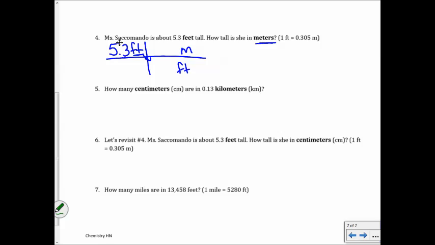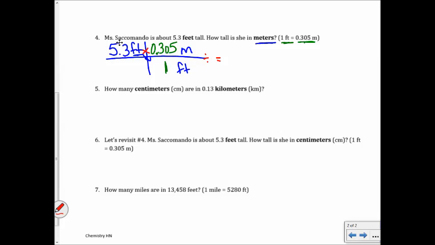Sometimes people believe that the metric to English are easier because they already provide you with the conversion factor, so you don't have to think of it on your own. So 1 foot, the 1 goes next to the foot. The 0.305, that's going to go next to the meter. Now all I have to do is multiply the top, divide by the bottom, and I will get my answer.